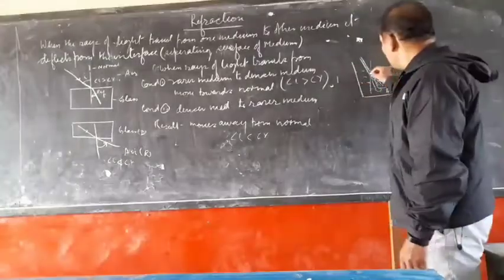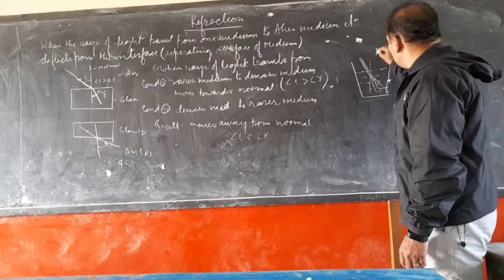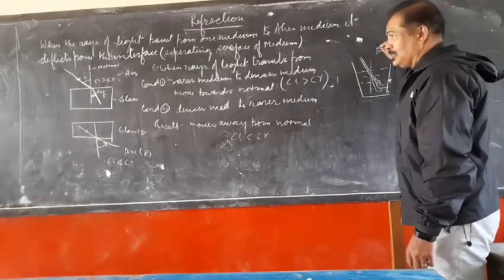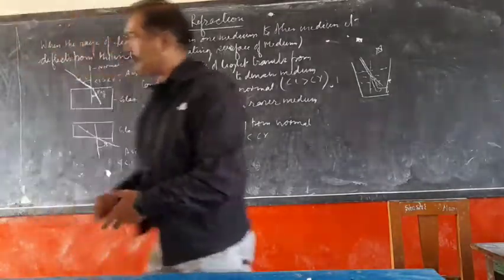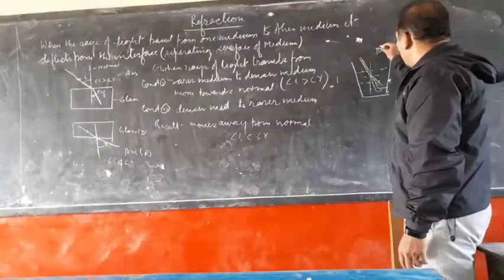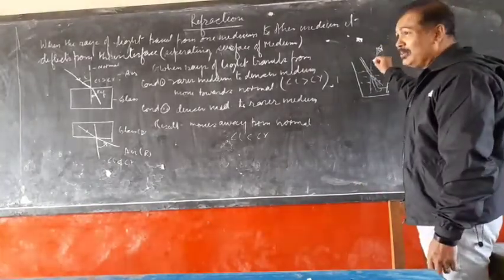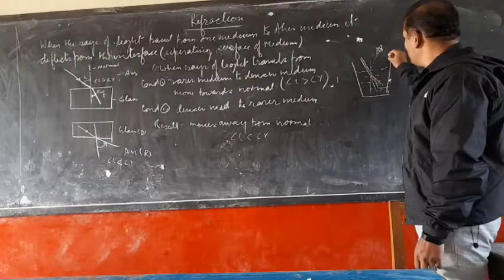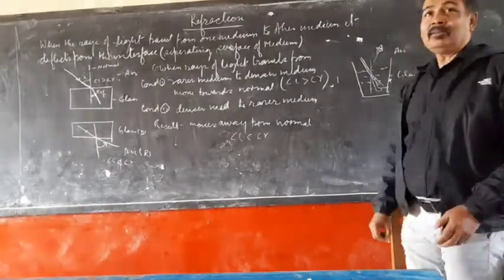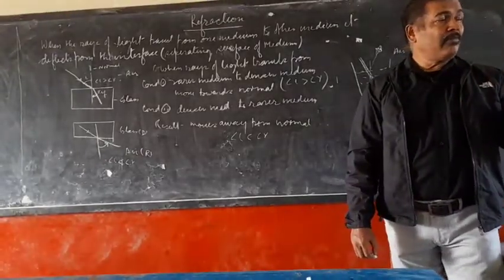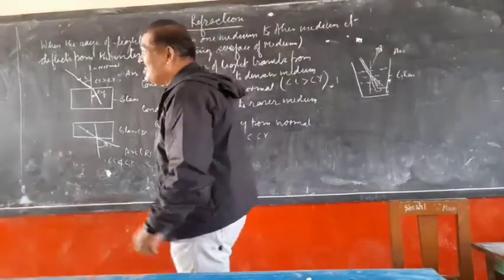And what is the reason? Here, suppose these are your eyes. And when the rays of light enter from rarer medium to denser medium, because this is air medium and this is glass medium, then what happened? When rays of light travel from rarer medium to denser medium, they move towards the normal.